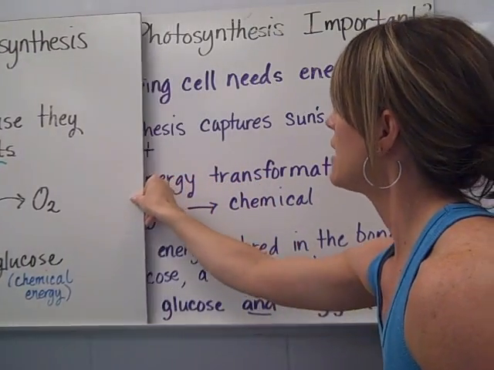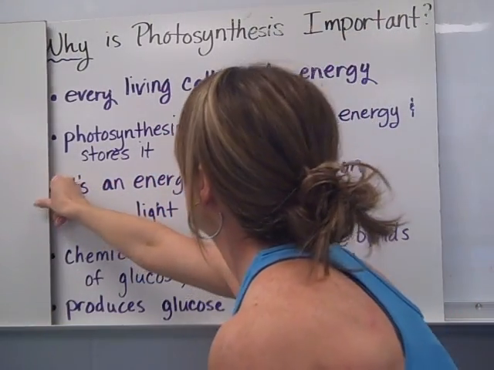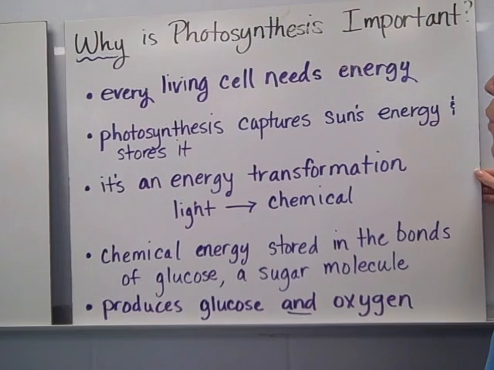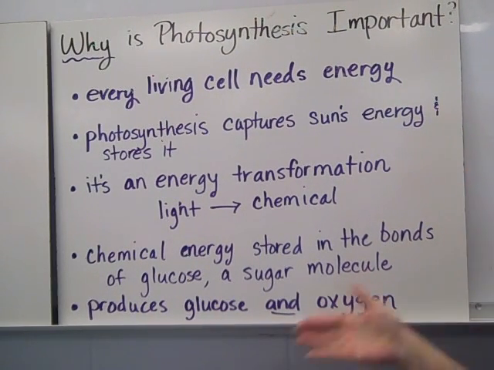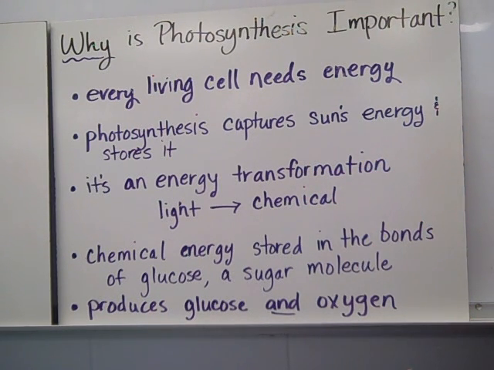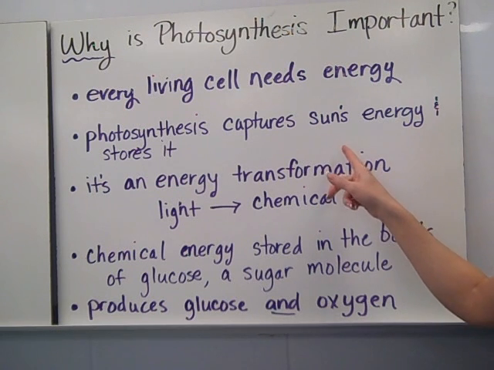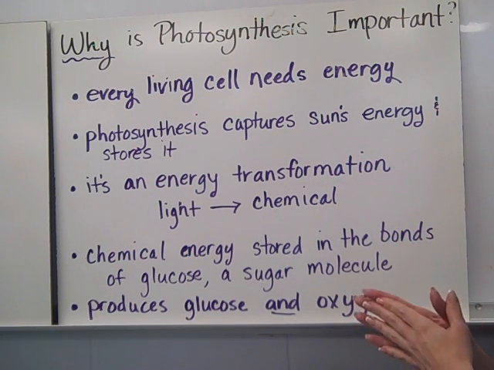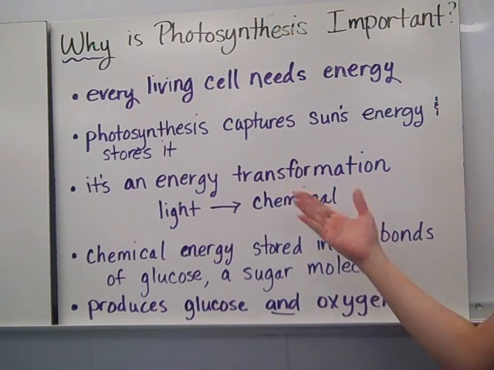So why is that important? Well, photosynthesis is important because every living cell needs energy. That's one of the needs of all living things, and a cell is the smallest living thing. So all living things need energy. And in order to get that energy, photosynthesis is going to capture the sun's energy and store it. So then that glucose, that stored energy, can be used by organisms.